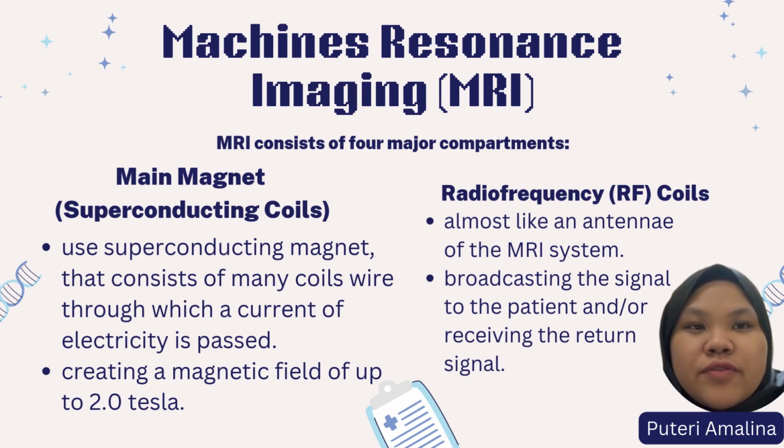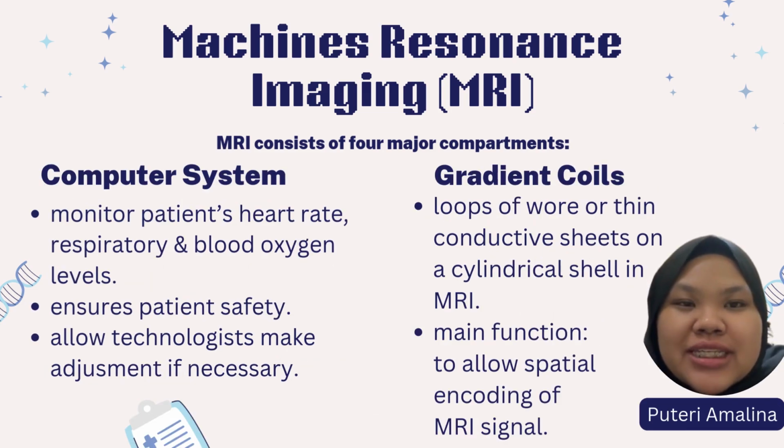The next one is the radio frequency coils, or RF coils. It is almost like an antenna for the MRI system, broadcasting signals to the patient and or receiving the returning signal. The third one is the computer system.